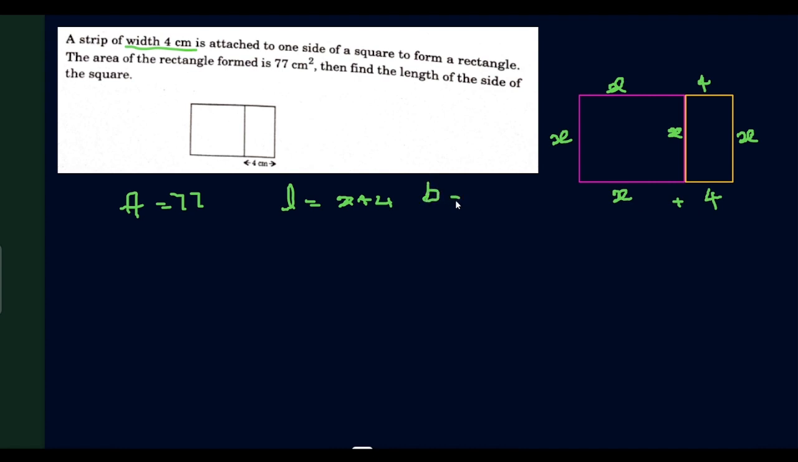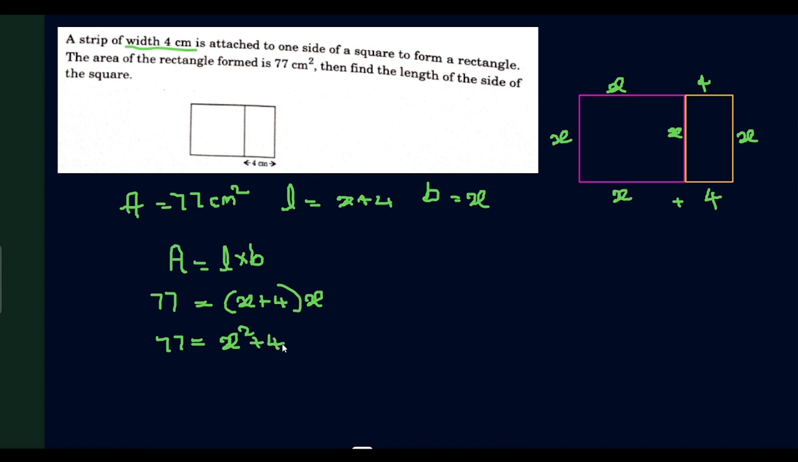Now what is the breadth? The breadth is nothing but x. Now what is the area formula? The unit is centimeter square. The area formula is L into B, right? So area is equal to L into B. Now I'm substituting these values here. 77 is equal to (x plus 4) length into breadth, right? Simplify this, then it becomes 77 is equal to x square plus 4x, right? Just bring this 77 to this side. Then it is x square plus 4x minus 77 is equal to 0.